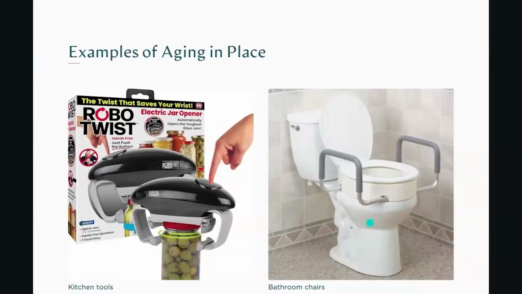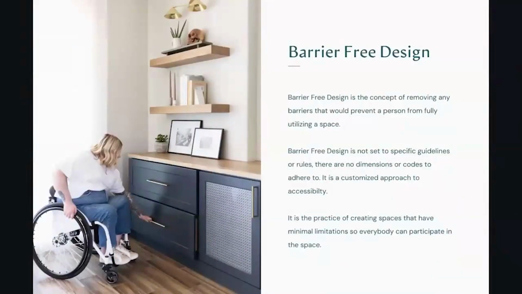And then bathroom chairs. So things like elevated toilet seats or commode chairs can also be a really good feature to add if you're trying to age in place. Okay, and lastly, barrier-free design.